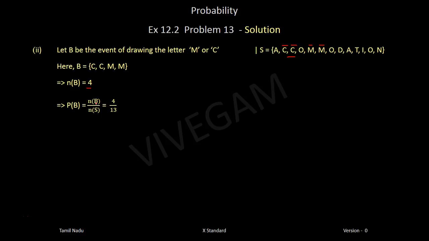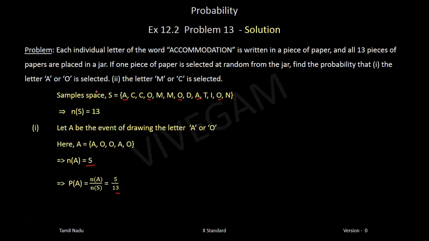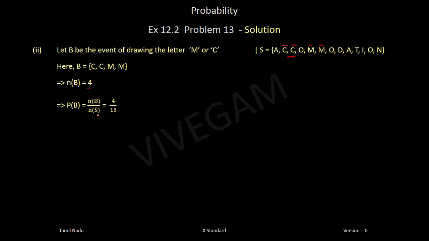Then what is the probability of B? The number of outcomes favorable to us, that is n of B, divided by the total number of outcomes, that is n of S. So that is 4 divided by n of S, and we know n of S is 13. So the probability of B is 4 by 13. Okay.